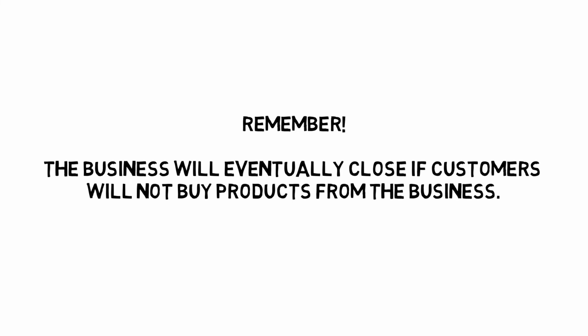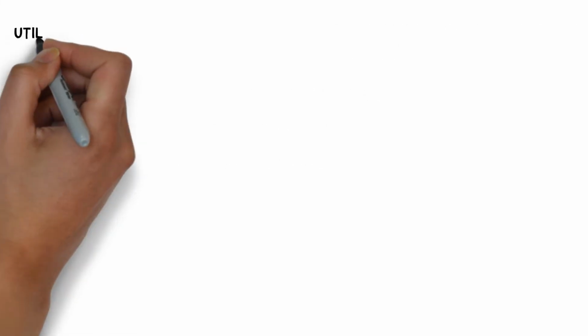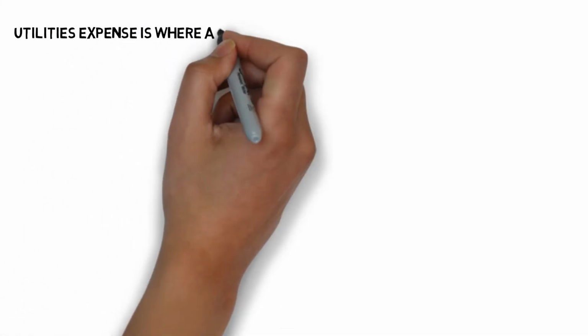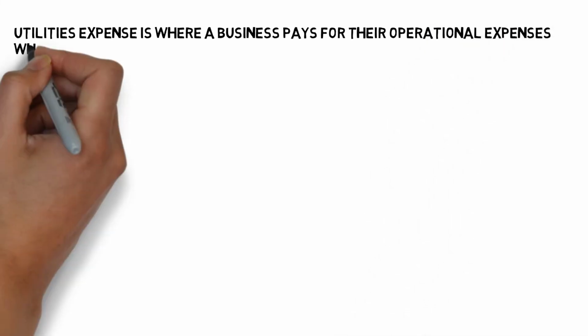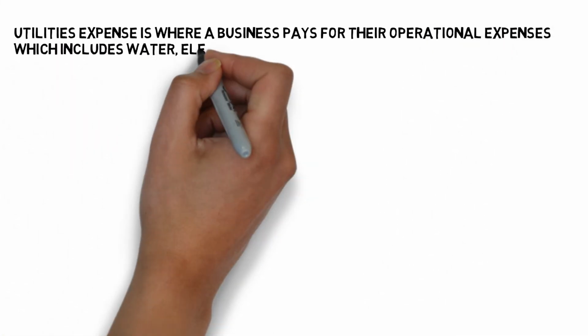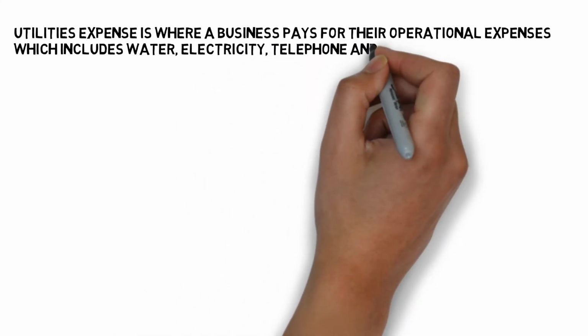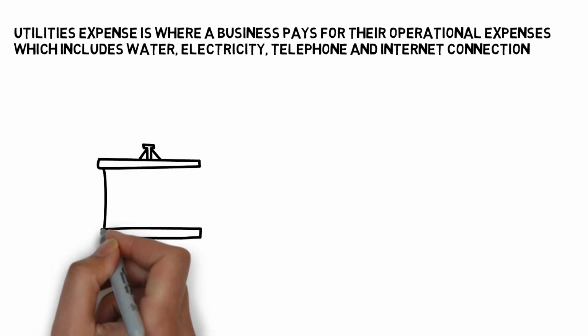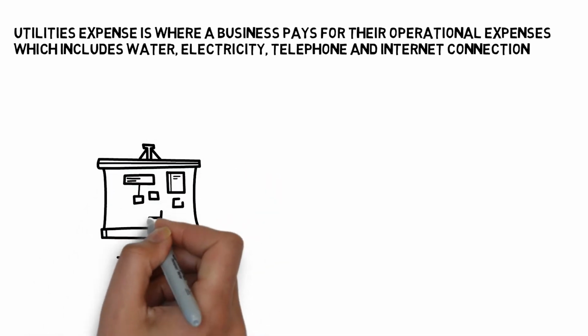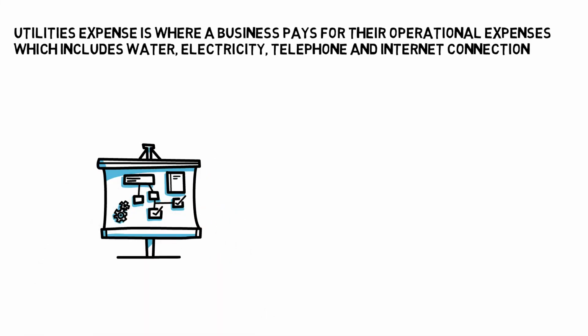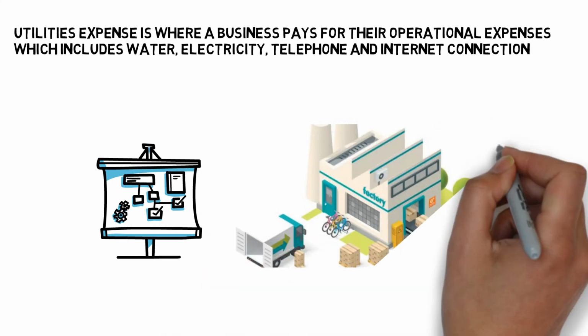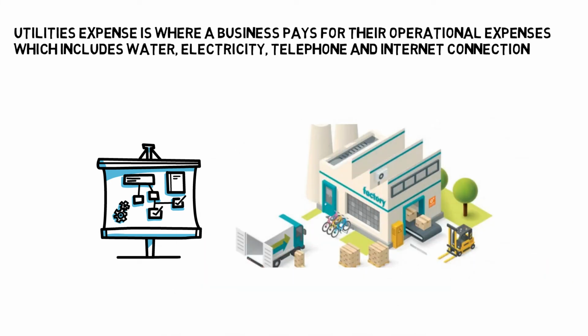Now let's proceed with the seventh accounting term, which is utilities expense. It is where a business pays for their operational expenses, which include water, electricity, telephone, and internet connection. Remember that utilities are important for the equipment or machines of the business to function. Without this, the business cannot produce their product or execute their services.